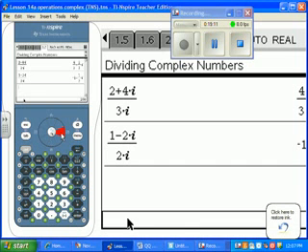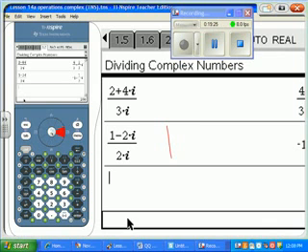Let's talk about one more thing. I want to talk about absolute value. So I want you to add in another calculator page, please. You also need to know how to do the absolute value of complex numbers. So if I asked you to find the absolute value of 2 minus 3i, stop talking when I'm talking, it's rude. How would you find the absolute value of that?